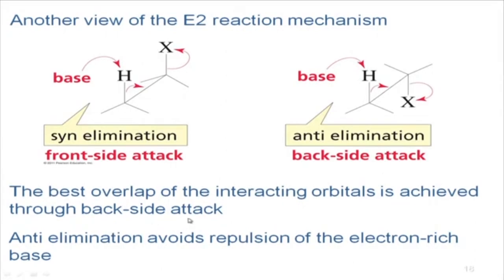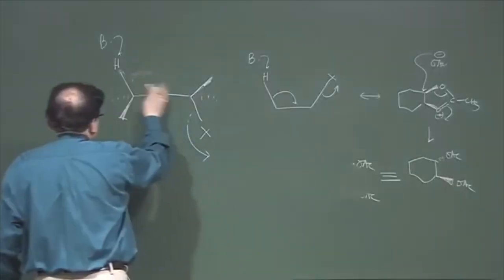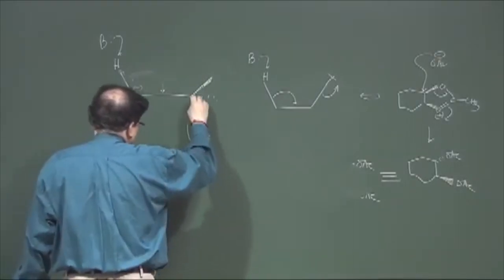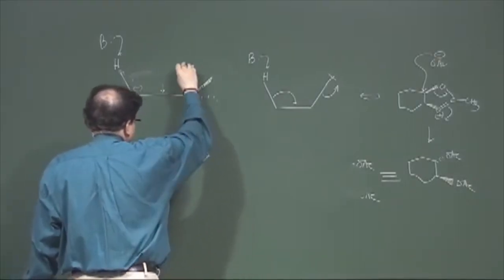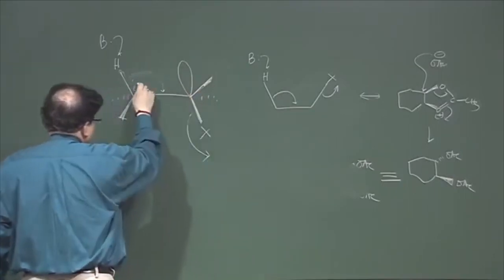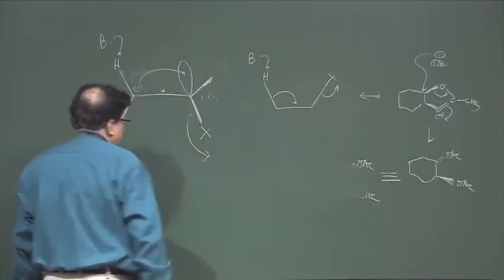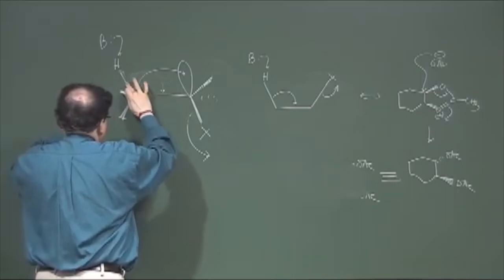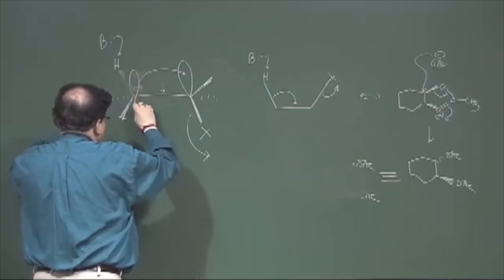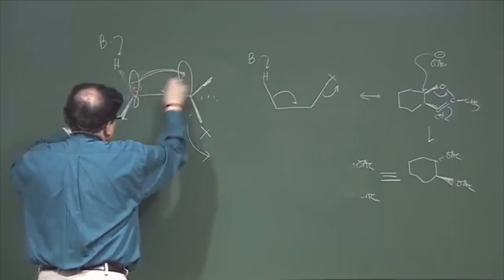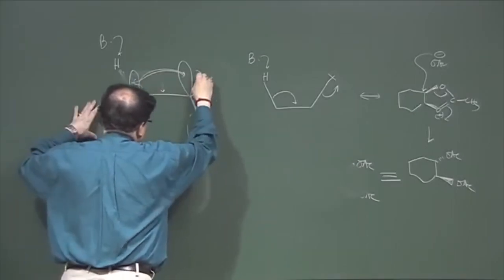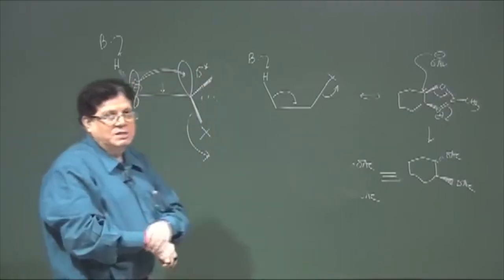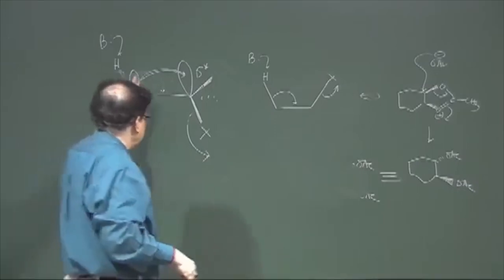Actually, what happens, you can think in this way, that when this H is lost, you are generating an anion here, and the antibonding orbital of this C-X is empty on this side, and this anion can overlap. When the hydrogen is lost, this is occupying a semi p orbital. So there will be a very good overlap between the antibonding orbital of this and the anion that is being created. So that will stabilize the whole system. So that is why it is coming from the back side.